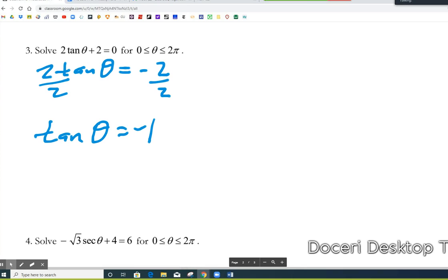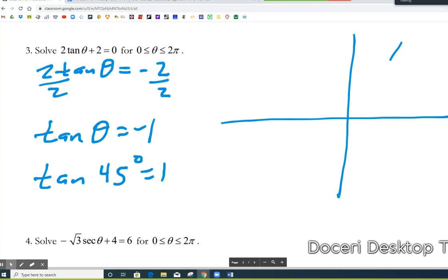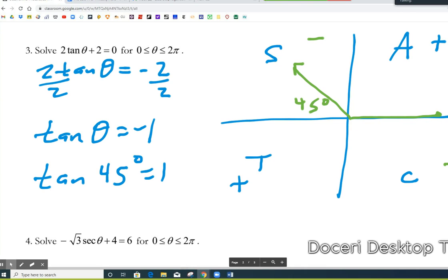So to do this, you need to know that the tangent of 45 degrees is equal to 1. But since we're looking for the tangent of theta equal to -1, we're going to have to look in negative tangent quadrants. Tangent is positive in quadrants 1 and 3, but it's negative in quadrants 2 and 4. So we're looking for 45-degree angles in quadrant 2 and quadrant 4. And since it says find theta between 0 and 2 pi, we're looking for those angles in radians.